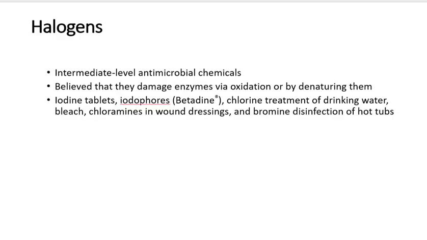All right. Then we have halogens. These are the guys, if you've had any chemistry, in that lovely little periodic table, not the very last column on the right-hand side, but the next column to it. And these are intermediate level chemicals. This is your iodine, your chlorine, your fluorine, your bromides.